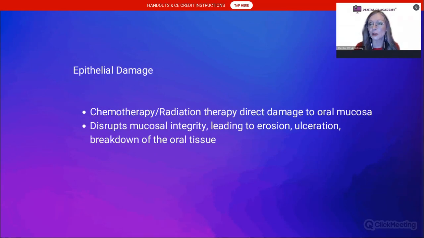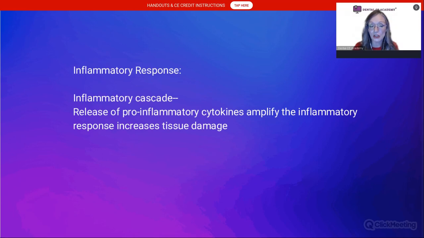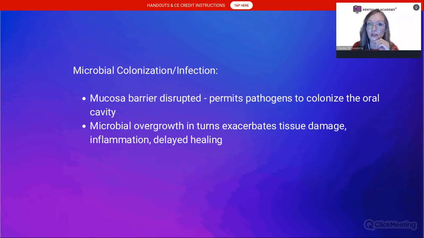When we talk about epithelial damage, we're talking about, of course, the damage to the oral mucosa directly, as we said, from chemotherapy and radiation therapy, the disruption in the mucosal integrity leading to erosion, ulceration, and then the overall breakdown of the oral mucosa. When we talk about the inflammatory response, we're talking about, again, the inflammatory cascade. And this is a release of pro-inflammatory cytokines. And that release, as we know, is involved in inflammation. And in this case, it amplifies the inflammatory response that increases tissue damage.